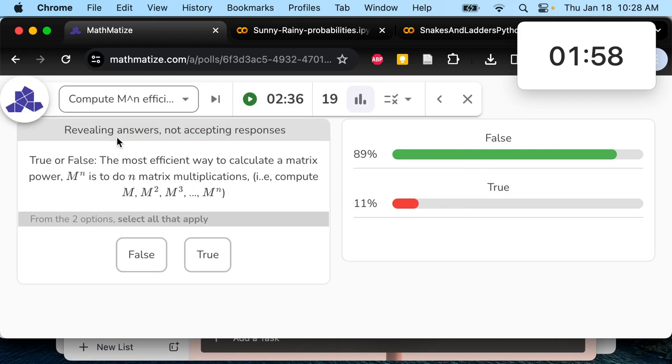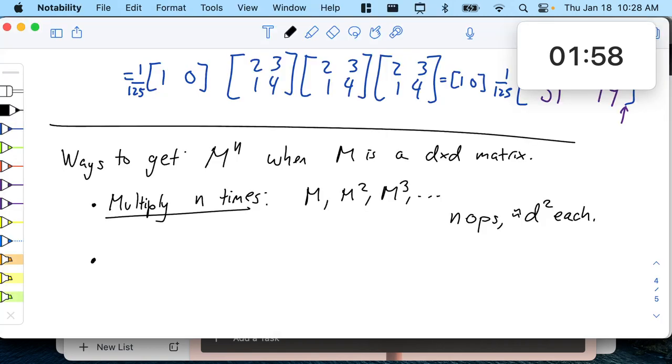Does anybody want to suggest a sneaky trick? So I wrote down the obvious way to do it, which is to multiply n times: M, M squared, M cubed. You have to do n multiplications, so you get all the way up to M to the n. That's why I said there's n operations, and each thing is a matrix multiplication. Each row and column you've got to do is like doing d operations, and you've got to do that a bunch of times. I think it's like d cubed. I believe there's also a tricky way you can do matrix multiplication where you reduce it from d cubed to like d to the 2.5 or something. But let's not talk about that.